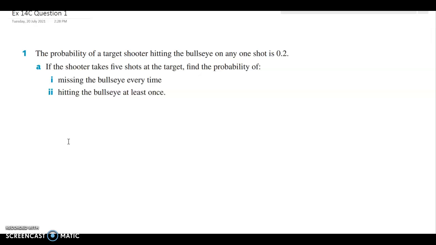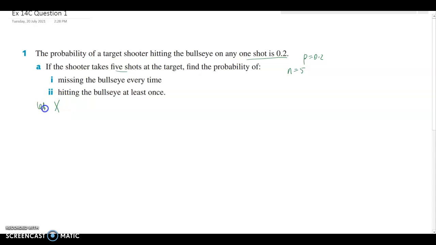Part 1 says: the probability of a target shooter hitting the bullseye with any one shot is 0.2. This means P is equal to 0.2. The shooter takes 5 shots, so now we know that N is equal to 5. So we've got to find the probability of missing the bullseye every single time. Well, we need to define what our success is.